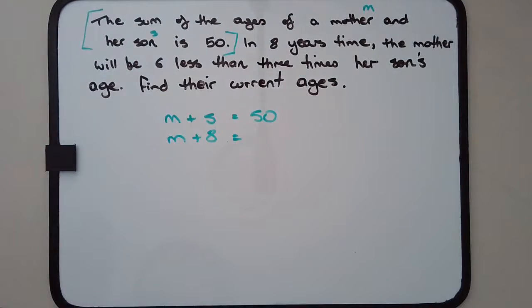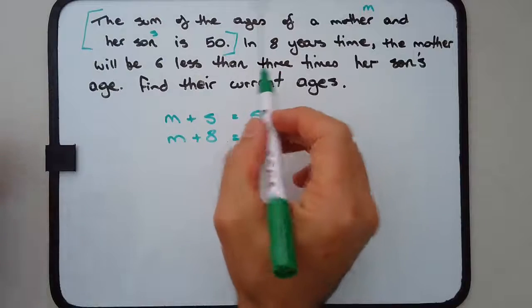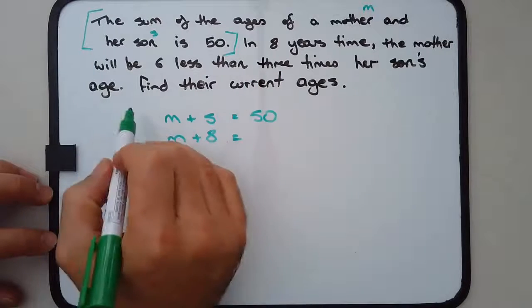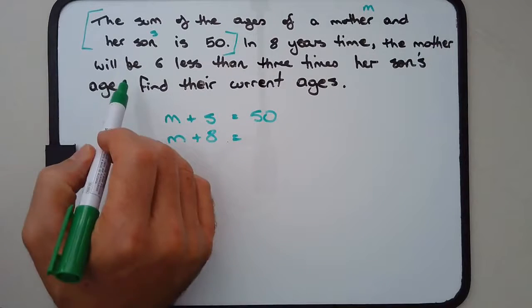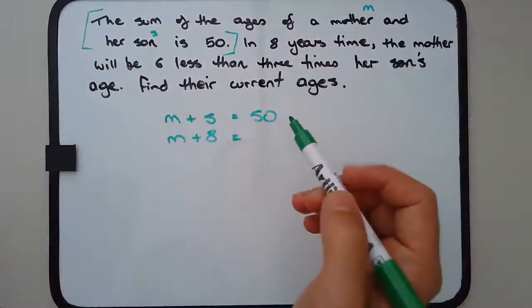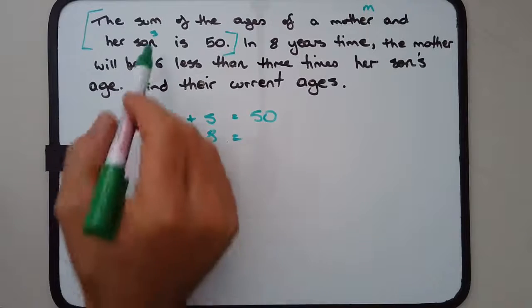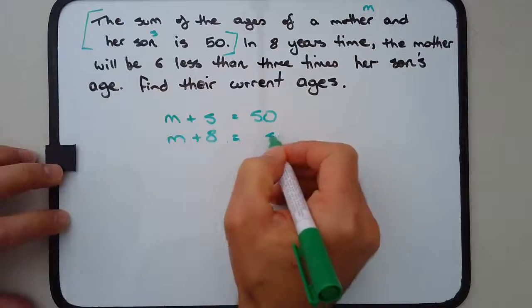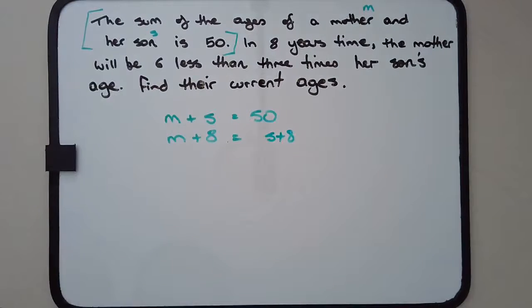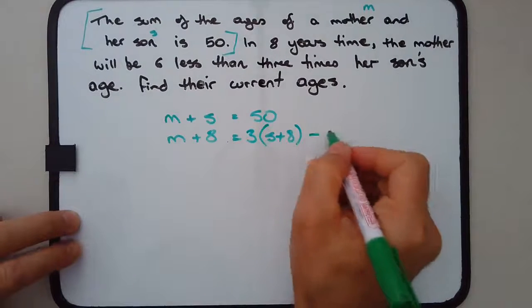So in 8 years' time, the mother will be 6 less than 3 times her son's age. We've actually got to read this sentence backwards. We need to find 3 times her son's age, and that's in 8 years' time too. And then we need to subtract 6 from that. 6 less than 3 times her son's age. Well, what's her son's age in 8 years' time? Her son's age is going to be whatever the son's age is, which is S years old, and we need 3 times that, and then we need to subtract 6 from that.